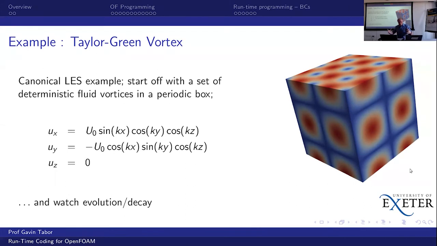It's a simple case. It's a periodic box, which we start off with a series of deterministic vortices created, for example, by equations like this, sines and cosines, which gives this rather attractive series of velocities here. And those vortices interact and decay, forming turbulence, and it's a classic case to run LES on. So I wanted to provide this for my students.